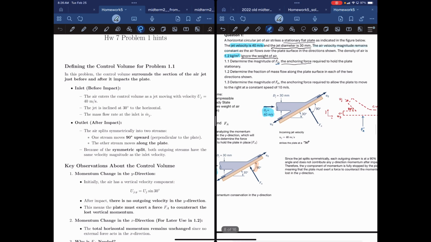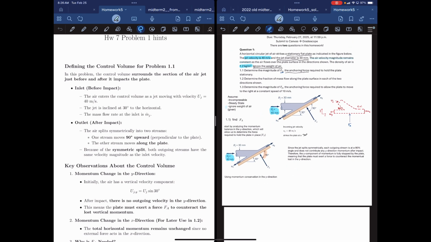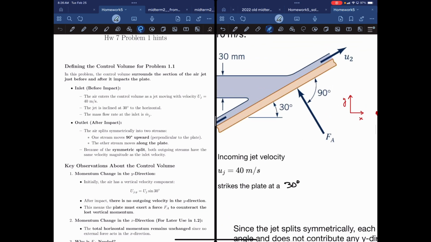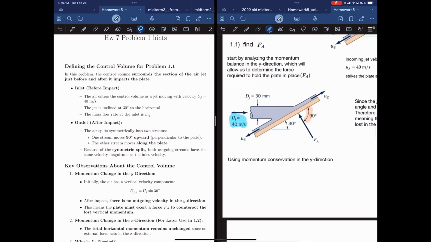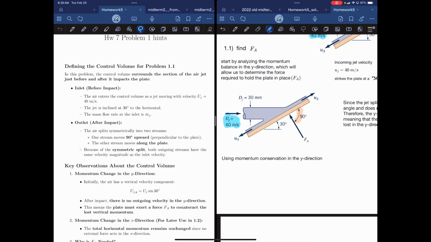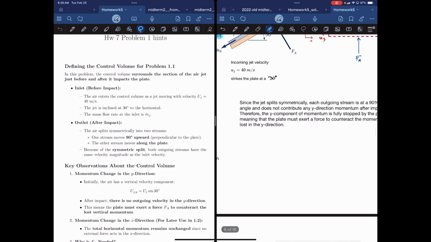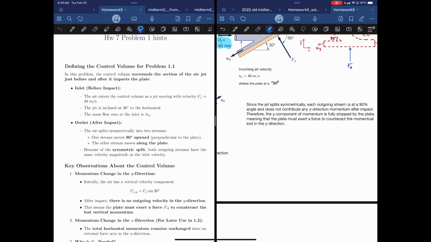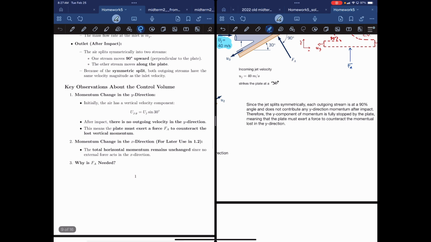A student asked me why it's symmetric. How do we know it's symmetric? Well, it's given in the schematic. That's why it's showing the 90 degrees right here. It's at an angle of 30 degrees, but it's being evenly split, which is shown with the 90 degrees right there. That means it does not contribute any y direction momentum after impact. Therefore, the y component of momentum is fully stopped by the plate, meaning the plate must exert a force to counteract the momentum loss in the y direction. I'll show what that means within the equation.